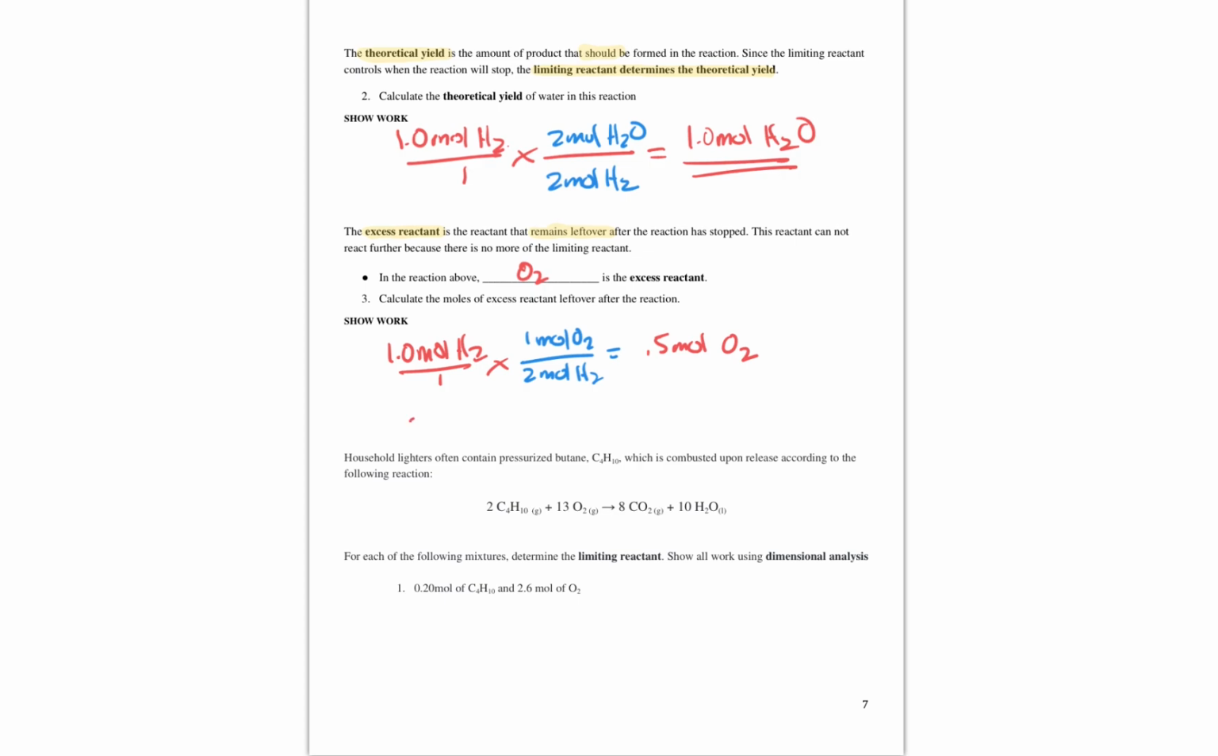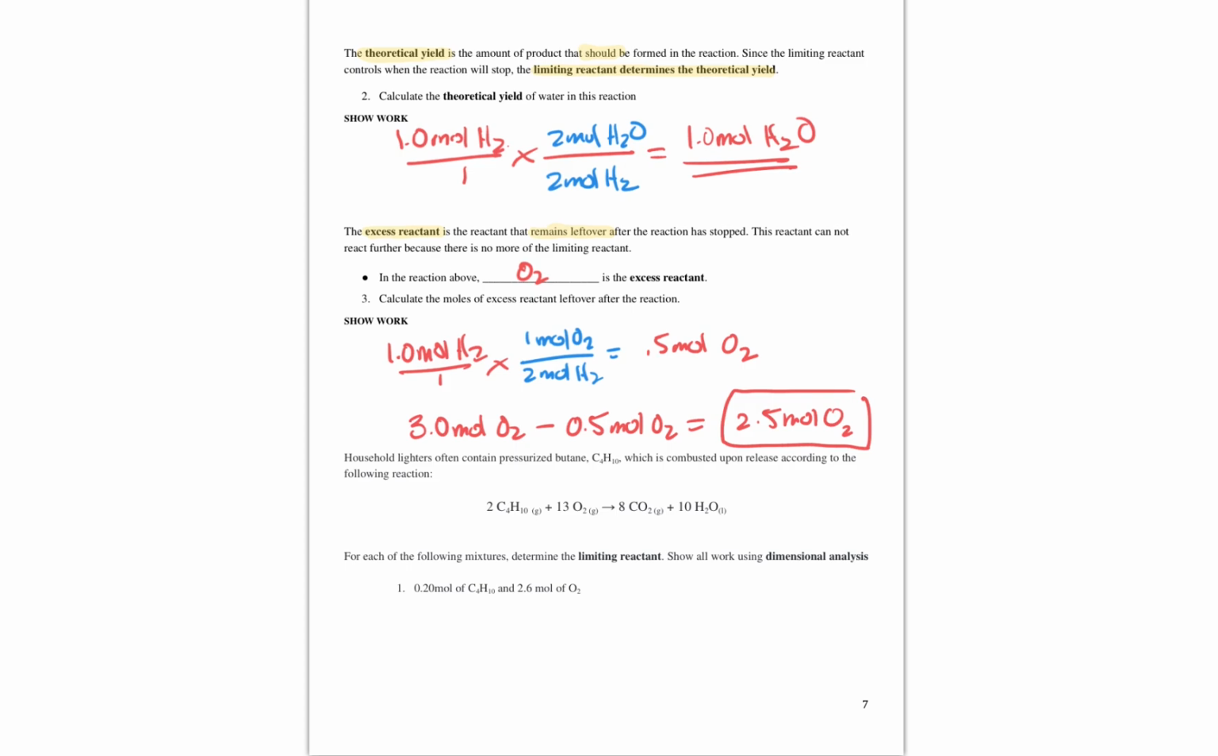Next, we just have to find out how much will remain. Well, if we started with 3.0 moles of oxygen gas prior to the reaction, and then we use 0.5 moles of oxygen gas in the reaction, we will have 2.5 moles of oxygen gas after the reaction has stopped.